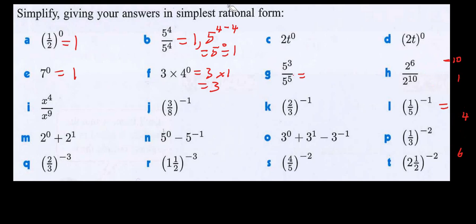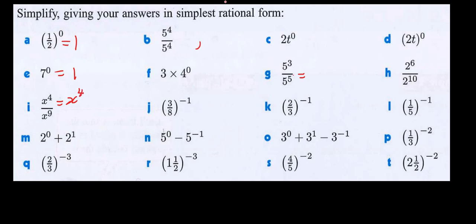All right, so let's quickly move on to the next one. That is question H. So let's move on to question I. So question I, we have x exponent 4 minus 9. So this will be x exponent negative 5. And you can change this to a positive exponent by making it a fraction, 1 over x exponent 5, your final answer.